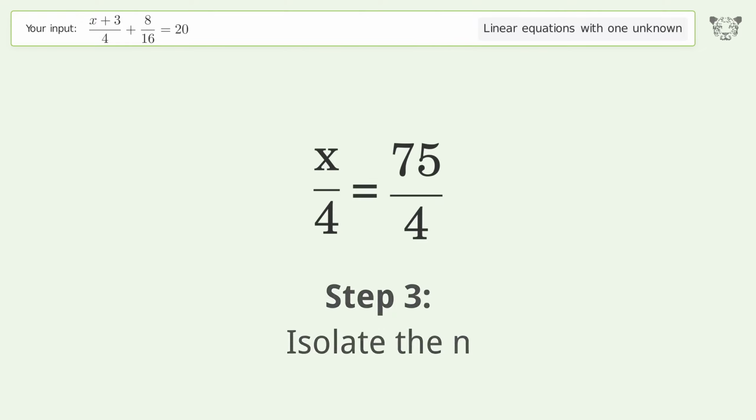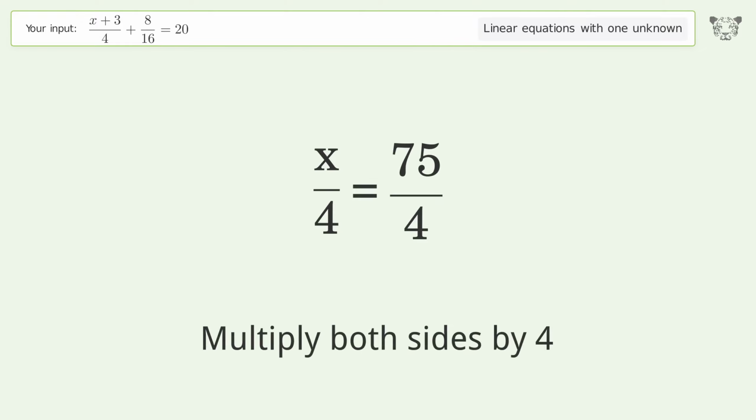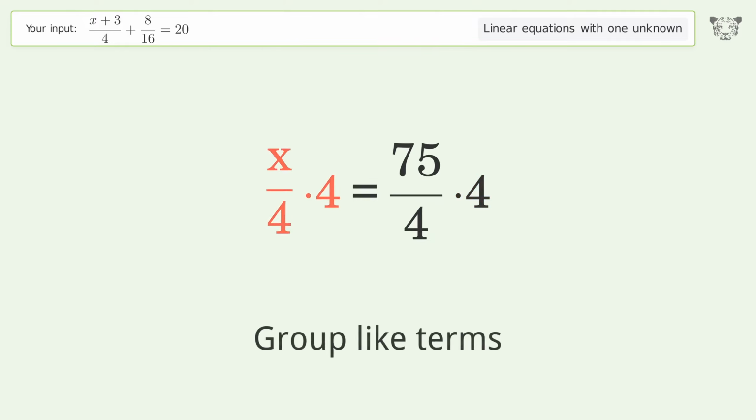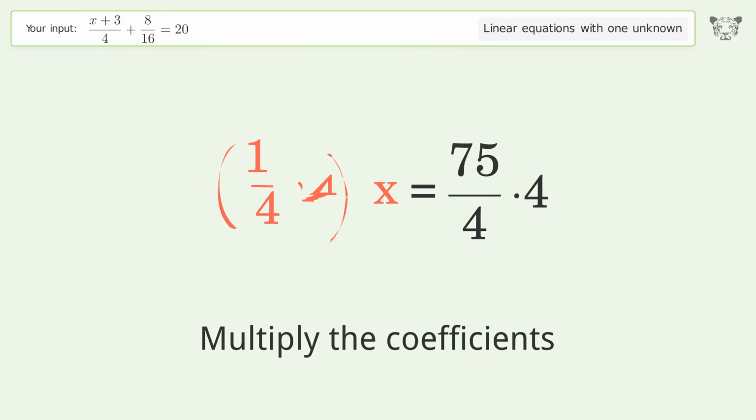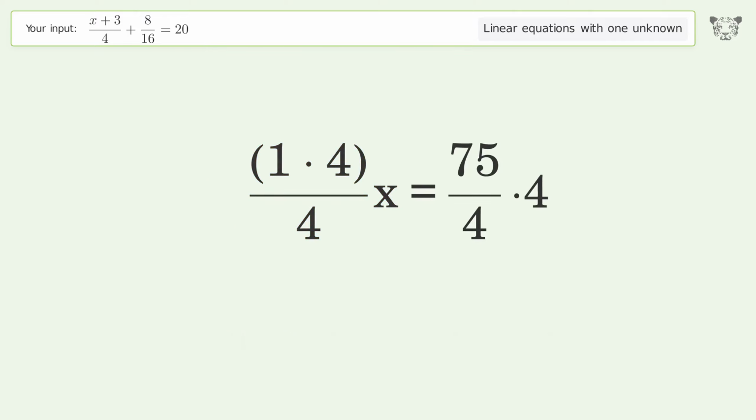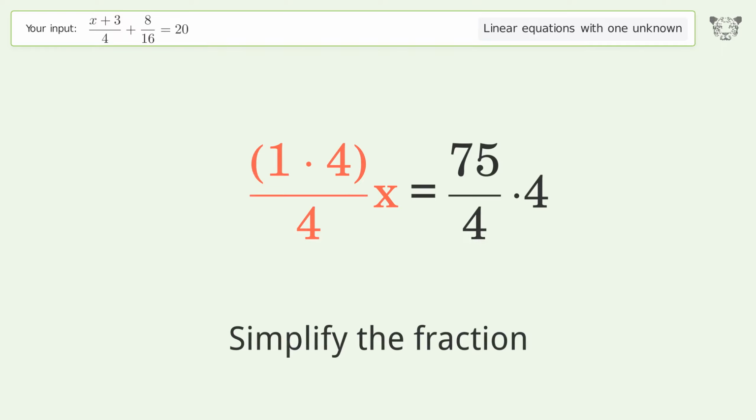Isolate the n. Multiply both sides by 4. Group like terms. Multiply the coefficients. Simplify the fraction.